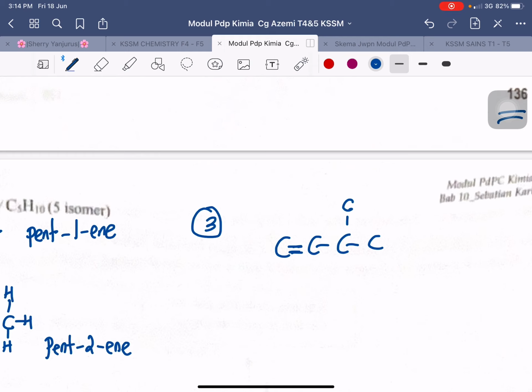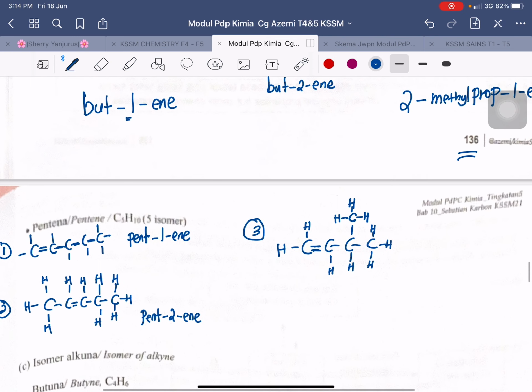C. Now, isikan H. 1, 2, 3, 4, 5, 6, 7, 8, 9, 10. Is it correct? Yes, C5H10. So this is the third isomer for pentene.